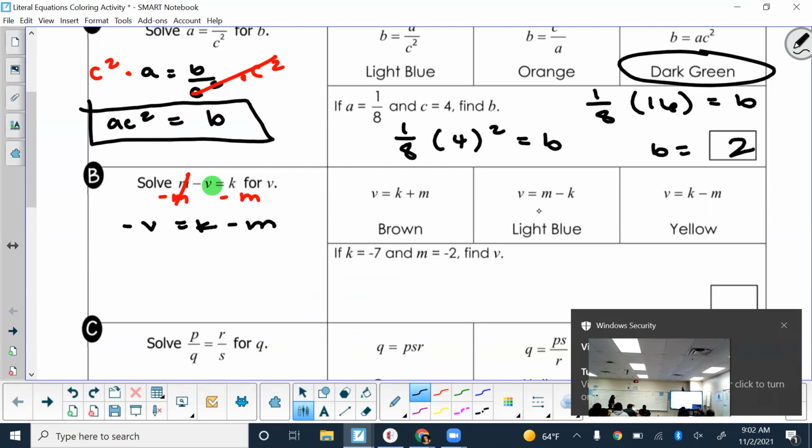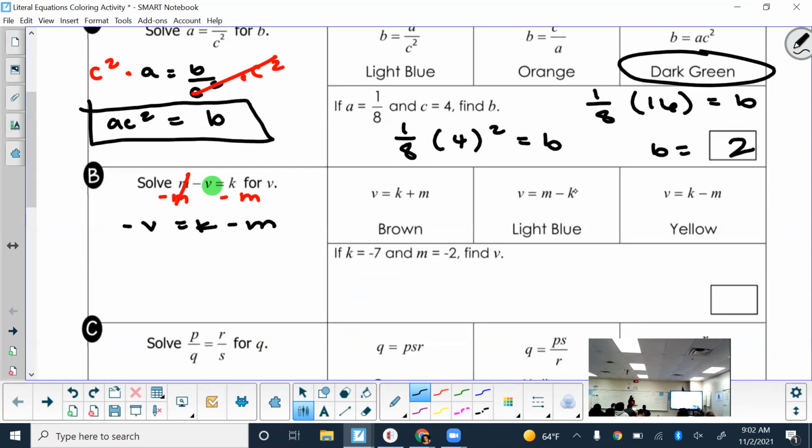Look at your answer option. There's no negative B there. So what do I have to do to get that B to not be negative anymore? Divide by a negative 1. Because what's the coefficient if it's not written? 1. So it's a negative 1 times B. Opposite of multiplying by negative 1 is dividing by negative 1.